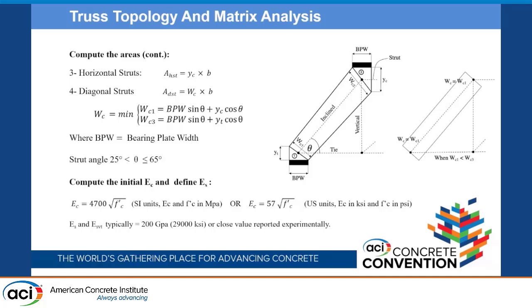So just the nodal width at the nodal points, we'll take the minimum of that and use it for that purpose. Theta, the angle of the inclined strut, should be between 25 and 65. That's a rule in ACI 318 for the strut and tie model. And the E's are the standard ACI values for concrete and for steel, the reported experimentally, or the typical values that we all know.